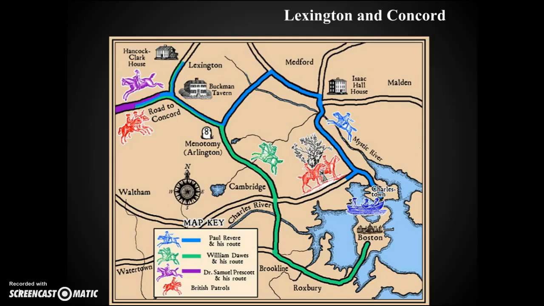Paul Revere was actually captured on his ride. His name was used because it was easier to rhyme than Dr. Samuel Prescott's last name. And Dr. Prescott would have actually been the one who successfully made the ride. And the reason why is because he was a doctor and the British troops would have allowed him to pass.